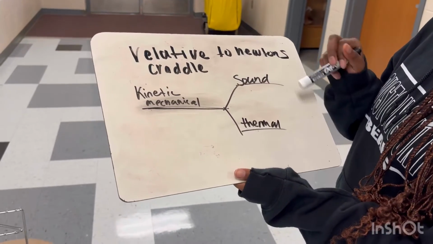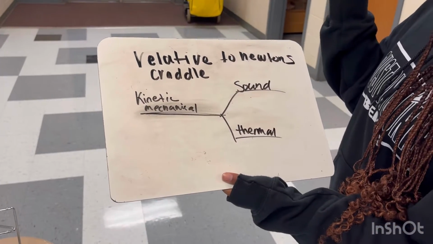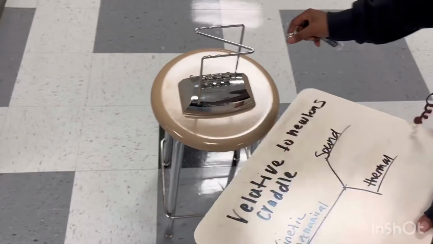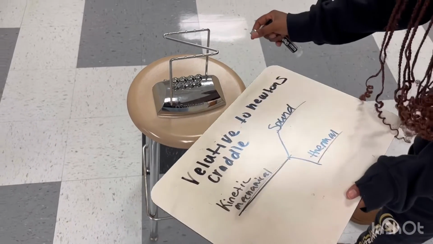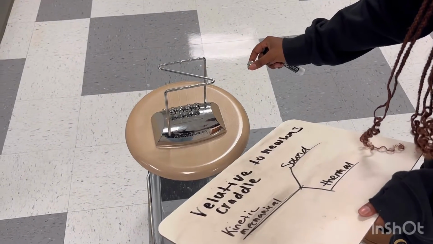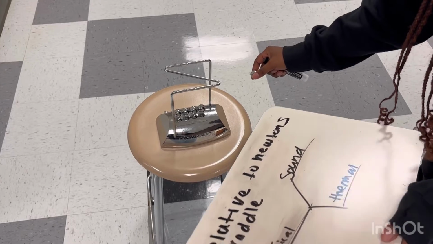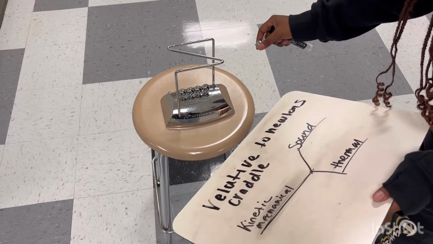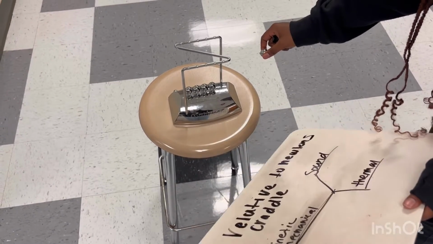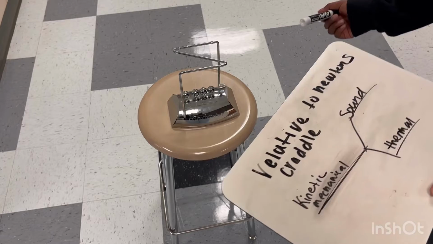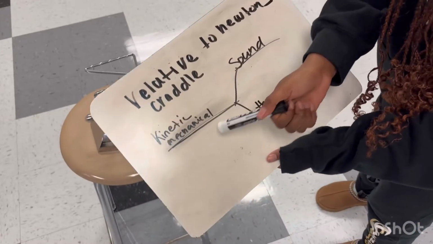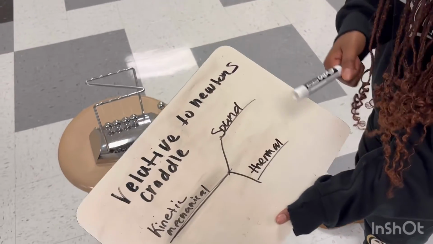Okay, so this is the energy transformation diagram relative to Newton's cradle. As I raise this ball, the higher I raise it, the more potential energy it will have, so the more kinetic energy it will have, because they have a direct relationship. As I let go, this potential energy is going to now turn into kinetic energy. And as you can see on here, the byproduct of this mechanical kinetic energy is sound and thermal energy.